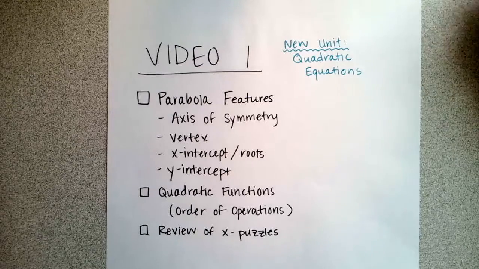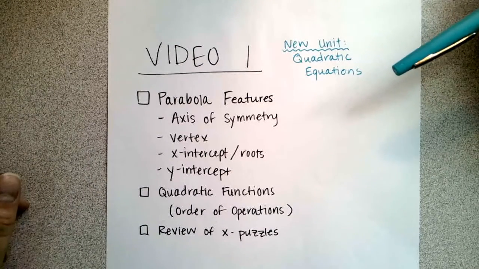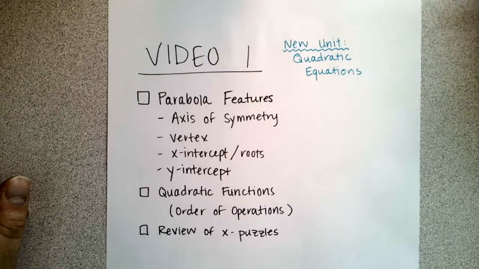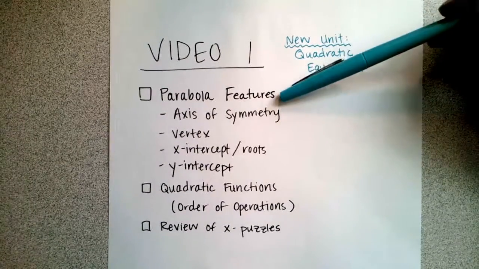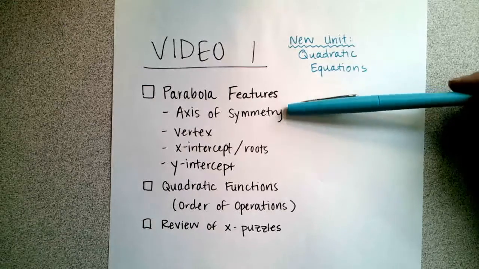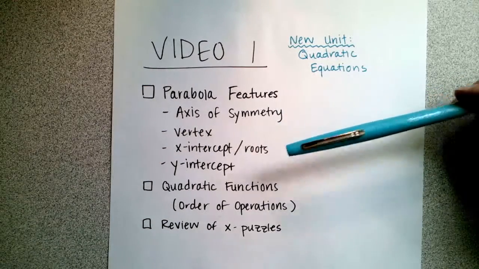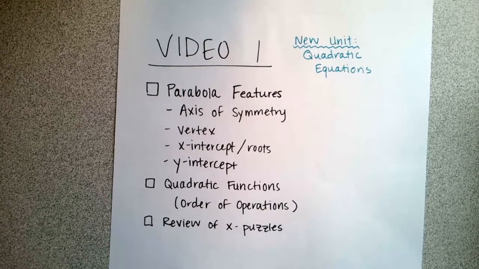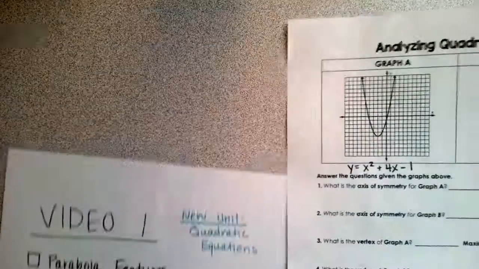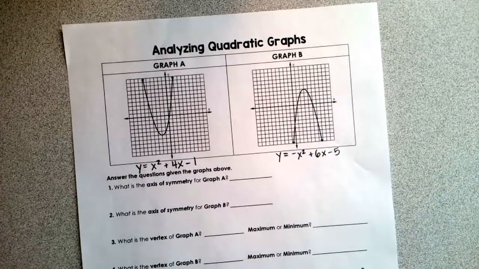We are starting a new unit called Quadratic Equations. We've been working a bunch with quadratic expressions, factoring them and adding, subtracting, and multiplying. Now we're learning how to graph and solve quadratic equations. So in this video, we're looking at parabola features, including the axis of symmetry, the vertex, x-intercepts and roots, and the y-intercept. And then we're looking at order of operations with quadratic functions and doing a quick review of X puzzles. So first, we are learning how to graph things like this.